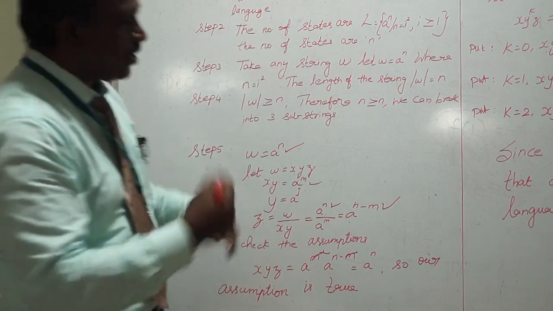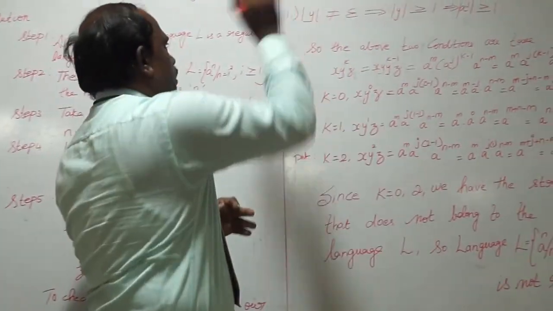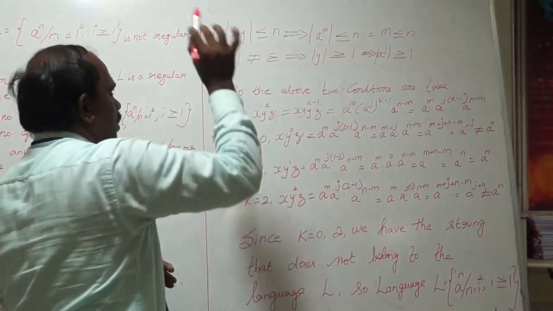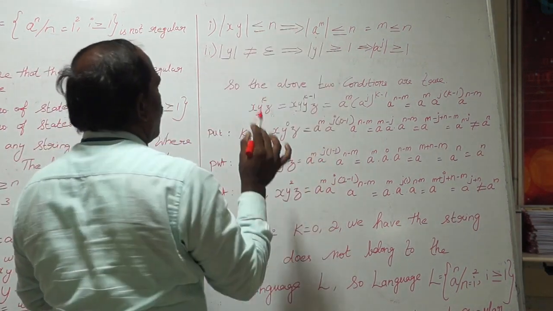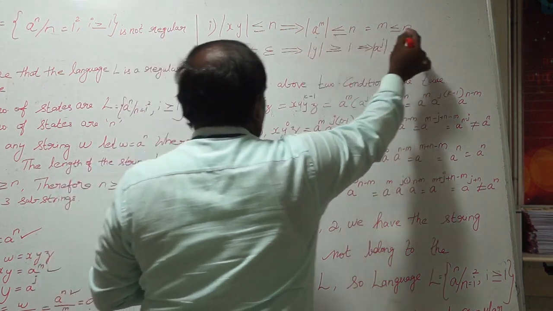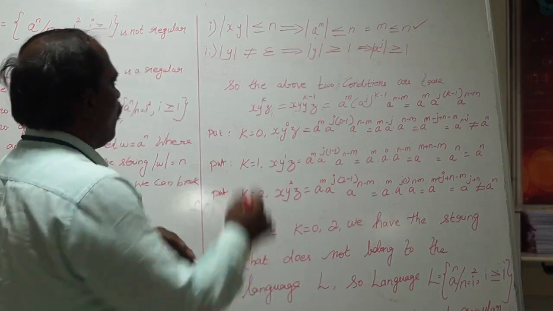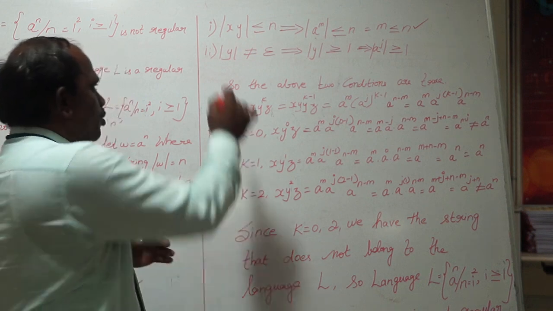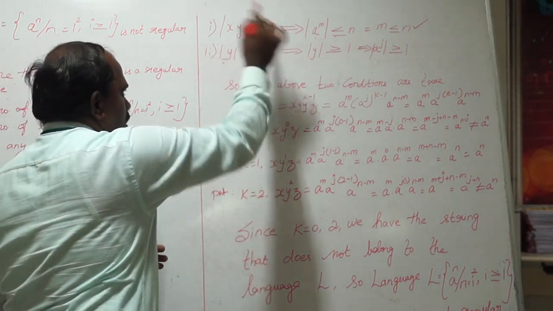Then we are going to check the conditions. According to the pumping lemma theorem, 3 conditions should be satisfied. The first is that the length of xy should be less than or equal to n. In this example, the xy length is a^m, so m is less than or equal to n. The condition 1 is true. And condition 2, y should not be empty: the y length is not equal to epsilon.